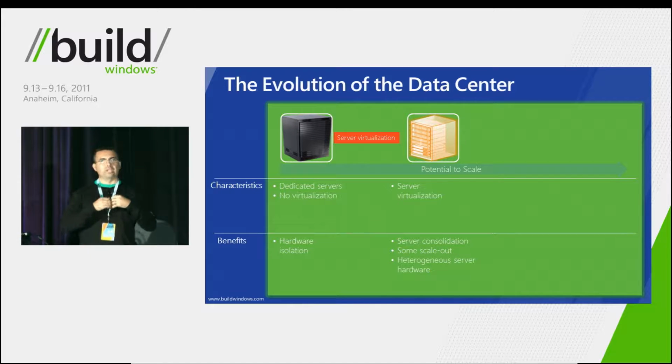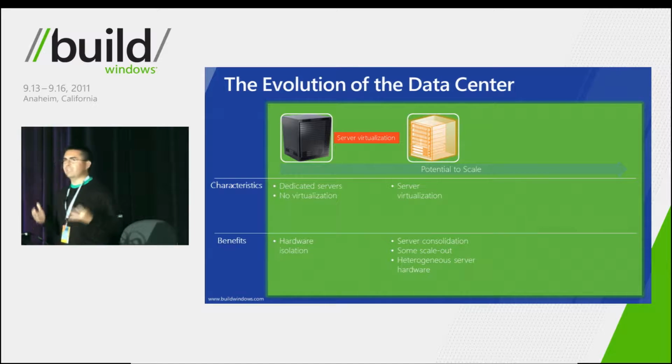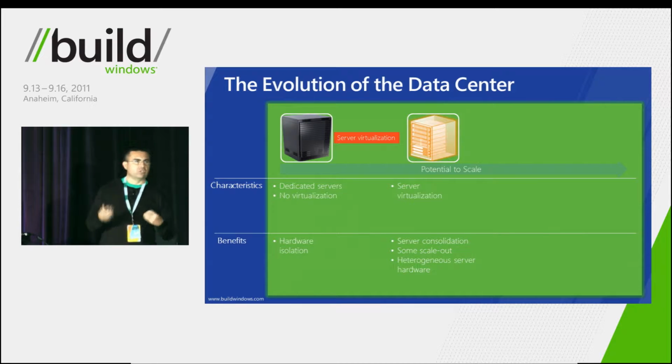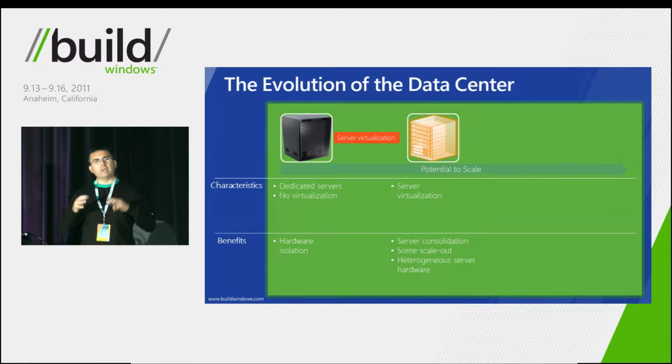Now, instead of running 100 physical workloads on 100 physical servers, I can easily run 10 VMs on 10 servers, or even 20 on 5. Real easy on modern hardware. Not a problem at all. So now, server consolidation, as well as some scale-out capabilities, are provided with virtualization and heterogeneous server hardware. So it doesn't have to be exactly the same. It gives you some more flexibility, but really is about consolidation.